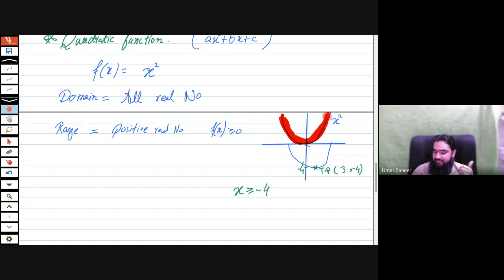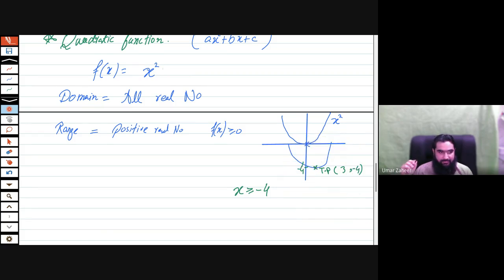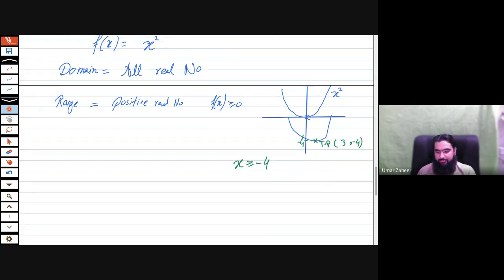So if it is a U shape, and it is all above values, this is the turning point, so minus 4. If it is moving downward, you have to take that specific point. How can we find the turning point? We have done a little bit in the quadratics, but we will do it again in the differentiation as well, how we can find the turning points and what it means. Any question up to here?